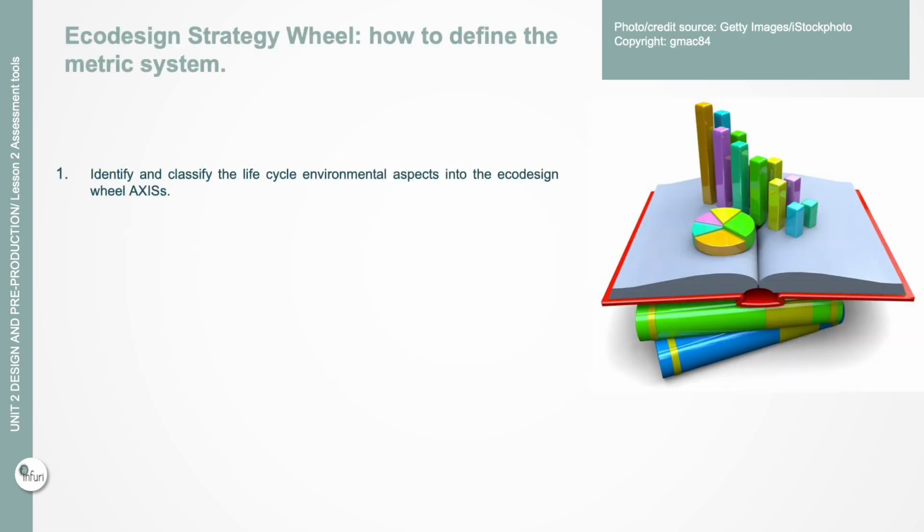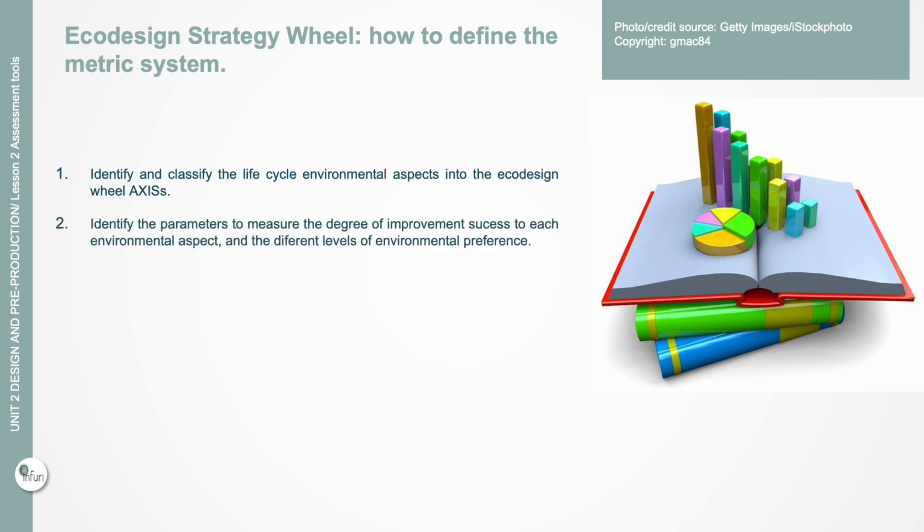Identify and classify the environmental aspects of the product's life cycle by eco-design wheel axes. They could be redefined when needed, but Brezet and Van Hemel is recommended. Try to consider eco-design goals of the project when defining them. Identify the parameters to measure the degree of improvement success to each aspect, and the different levels of environmental preference.